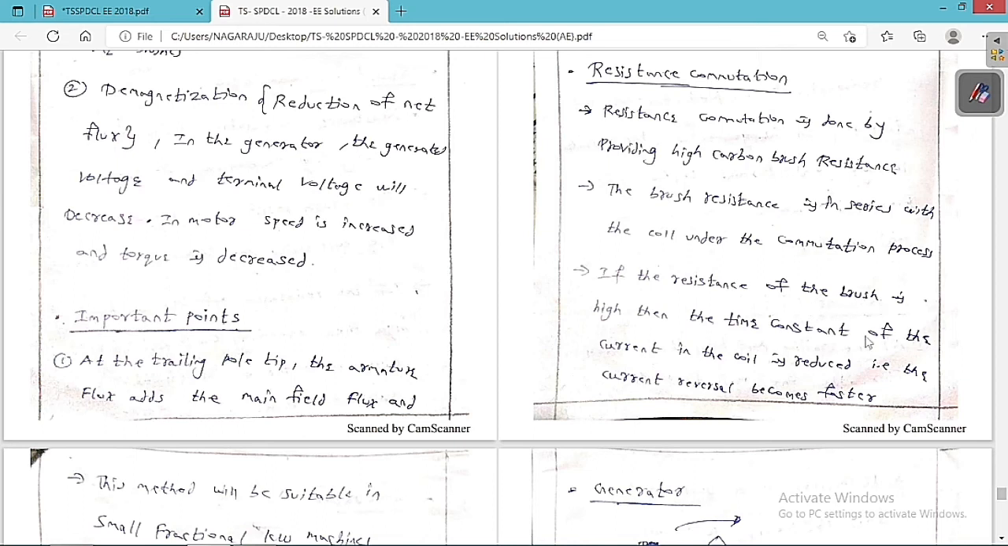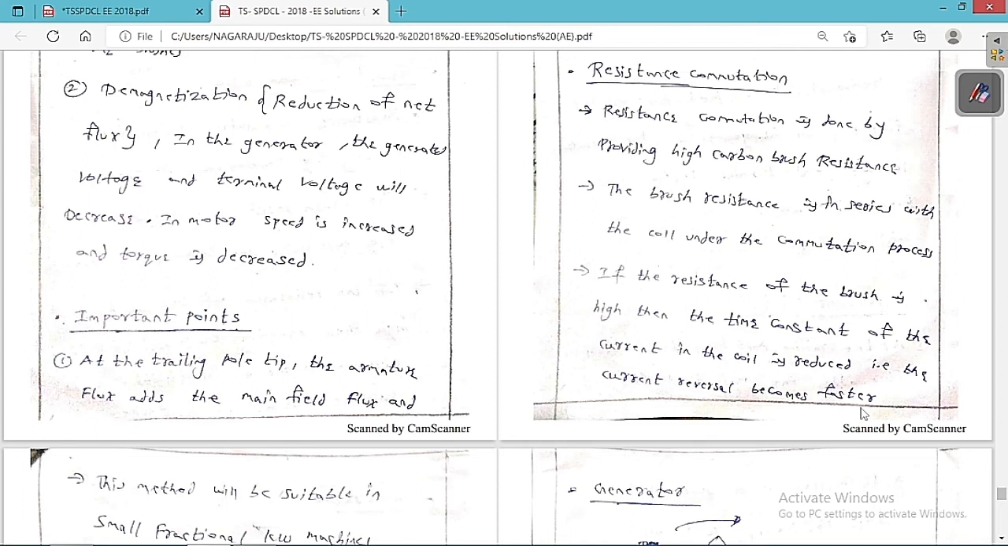So if the resistance of the brush is high, then the time constant of the current in the coil is reduced, that is, the current reversal becomes much faster. So therefore, now it can withstand the spark. The current reversal can happen within a small amount of time Tc. If it happens within a small amount of time Tc, then everything is good. If it is not happening, then there is a spark.